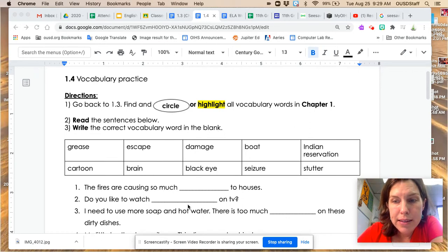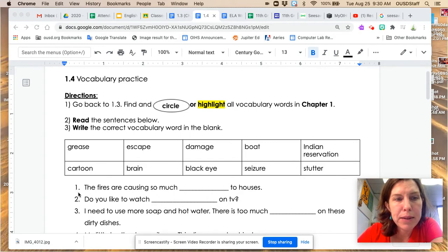Now, to do this, you need to have done your assignment 1.2, where you looked up and translated all the vocabulary words, because if you don't know what these words mean, then this work is too difficult. So make sure that you've done 1.2 first.